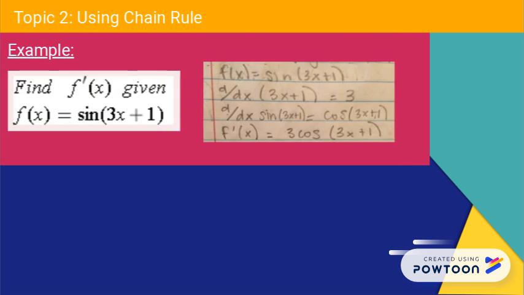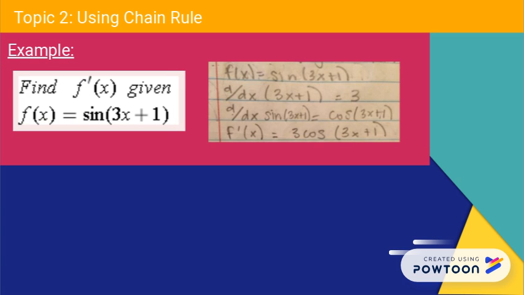So when using the chain rule for the function given, f of x equals sine of 3x plus 1, the first step is to find the derivative of 3x plus 1, which is 3, then to find the derivative of sine of 3x plus 1, which is cosine of 3x plus 1. Multiplying those two together gives you your answer of 3 cosine of 3x plus 1.